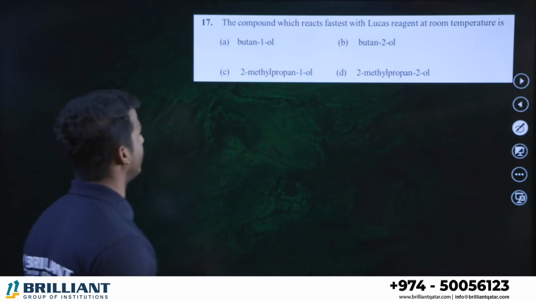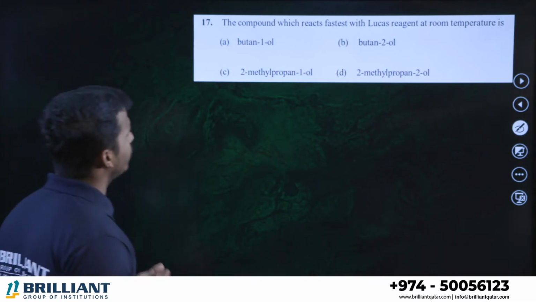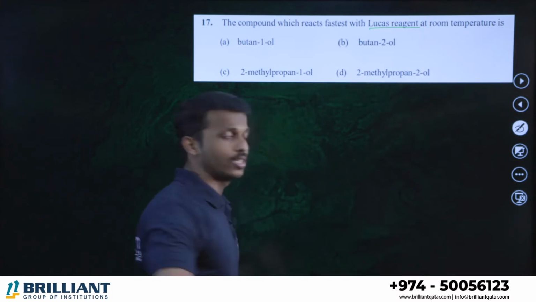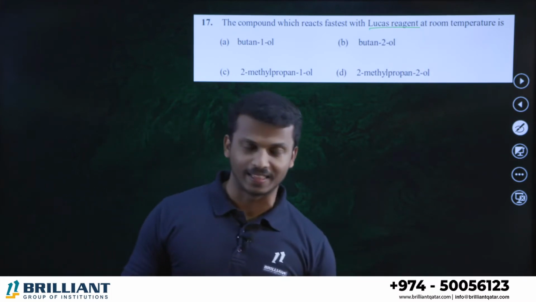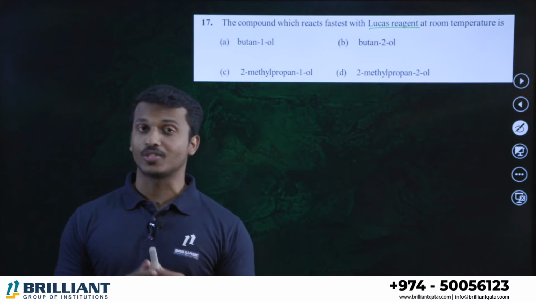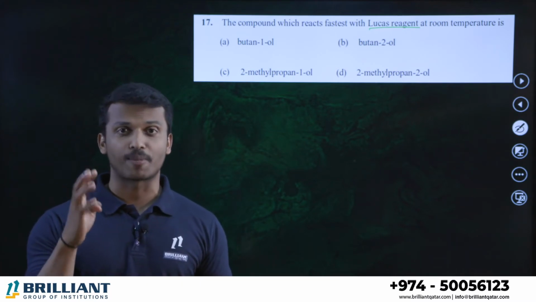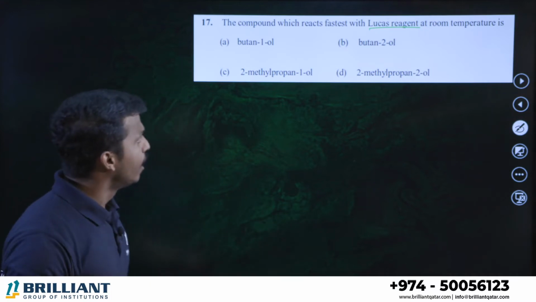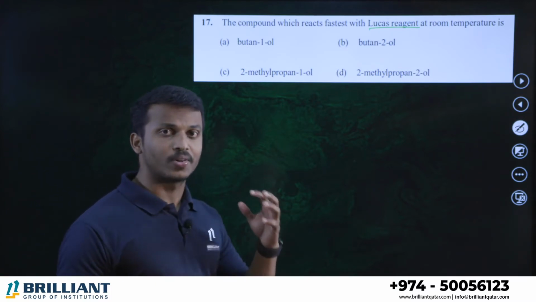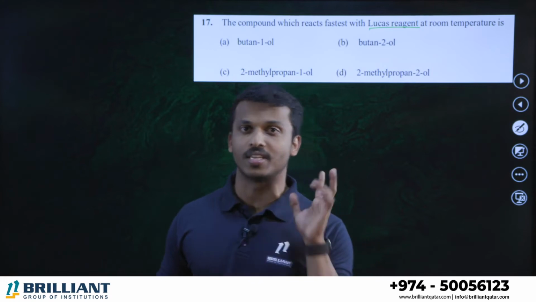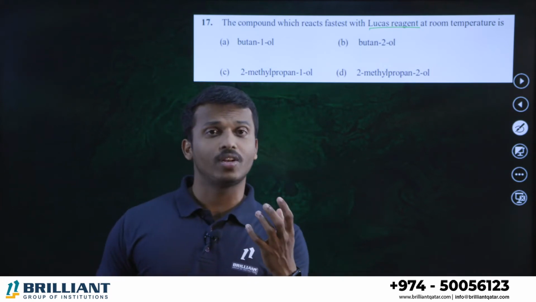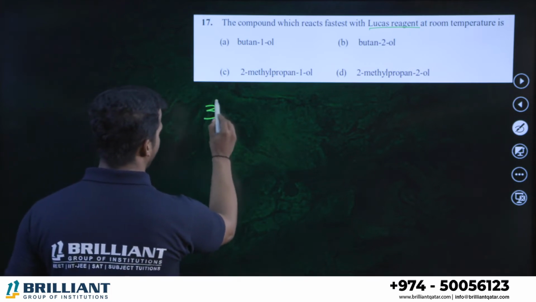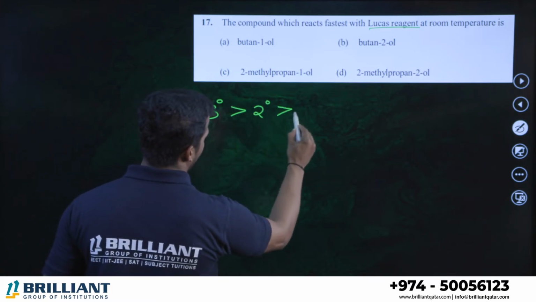Next one, question number 17. The compound which reacts fastest with Lucas reagent. We know very well Lucas reagent from the chapter alcohols, phenols and ethers. Lucas reagent we mainly use to identify whether the compound is a primary, secondary or tertiary alcohol. It is a distinction test. What is Lucas reagent? Concentrated HCl with anhydrous zinc chloride. You know the reactivity order of alcohol with Lucas reagent? The order is tertiary greater than secondary greater than primary.